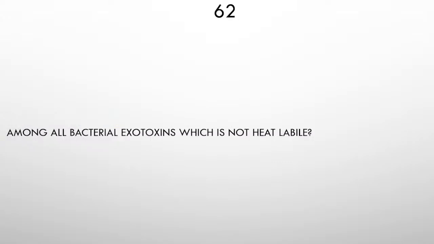All right? Now, among all bacterial exotoxins, which of the following is not heat labile? Of course, you will remember staphyloenterotoxin. It actually becomes much more potent when the patient has a fever. All right? We will go into that when we discuss the staphyloenterotoxin or Staphylococcus aureus in general.